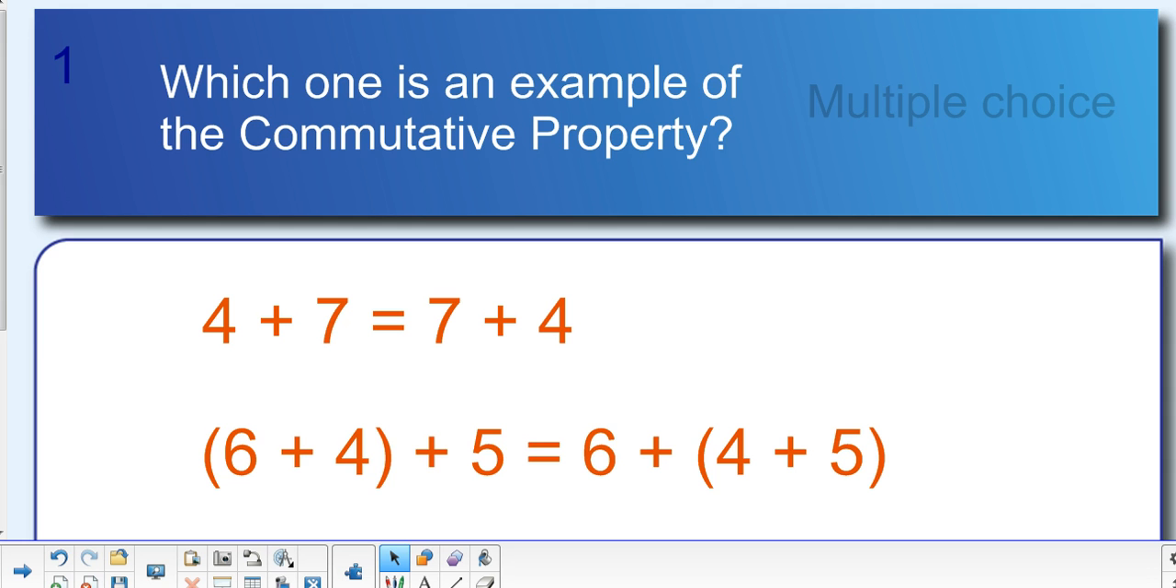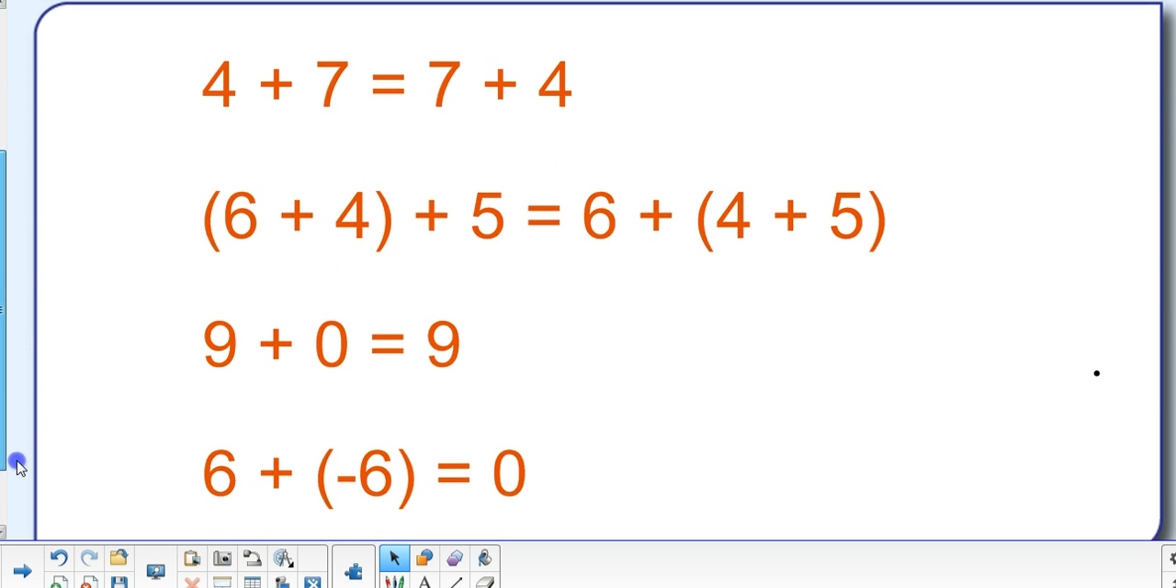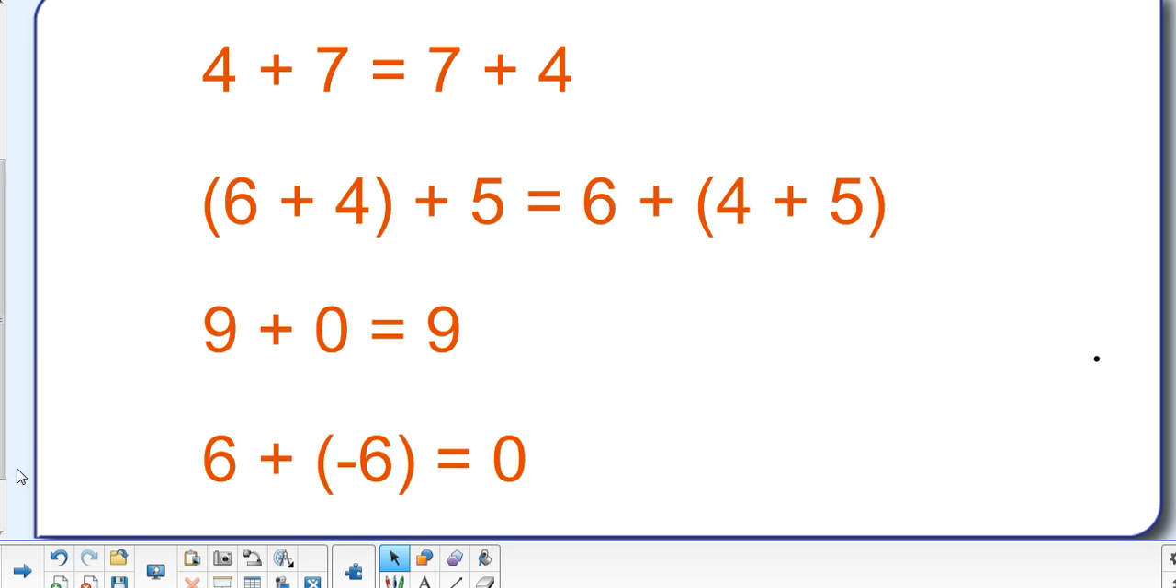So number one is, which of these is an example of the commutative property? So we want to think about what the commutative property says. See if you can say it out loud. It says you can change the order of the addends or factors without changing the sum, and so clearly that's number one here. That's the top one. They changed the order, 4 plus 7 to 7 plus 4. Both of them equal 11.